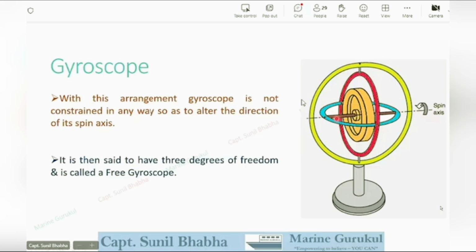So a free gyroscope basically has 2 conditions. One, we should have a rotor and spin axis in this particular arrangement fitted with gimbal rings so that the spin axis is totally free to move in whichever direction it likes. And second, the rotor should be spinning with a constant RPM. Once these 2 arrangements are made, we have the 3 degrees of freedom and we have the rotor spinning with a constant RPM. This device converts into a free gyroscope, which is the heart of our gyro compass.